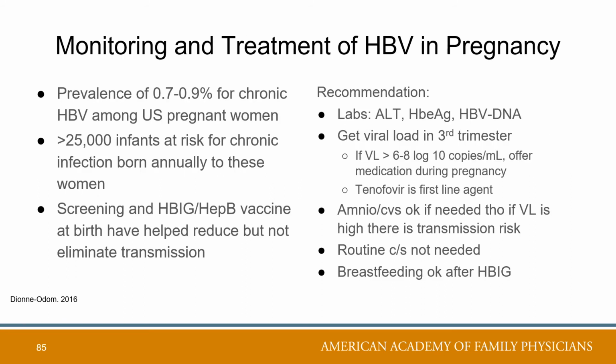As far as monitoring treatment of hepatitis B in pregnancy, the prevalence is less than 1% for chronic hepatitis B viral infection among U.S. pregnant women, but greater than 25,000 infants at risk for a chronic infection are born annually to these women. Screening and the vaccine at birth in the newborn have helped reduce but not eliminate transmission.